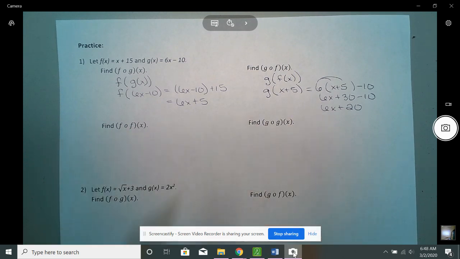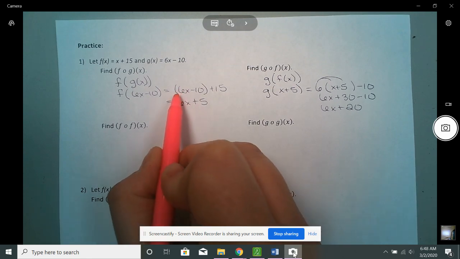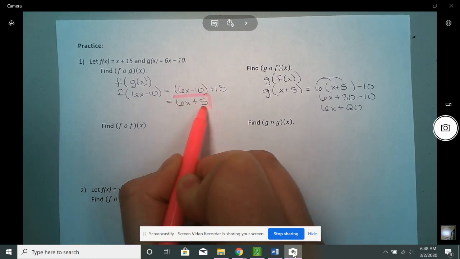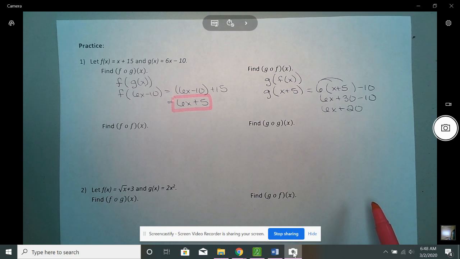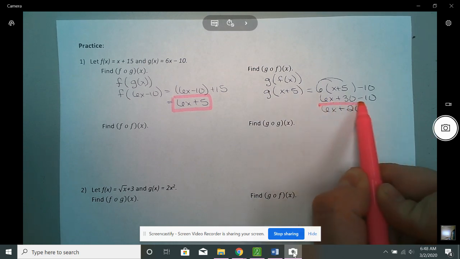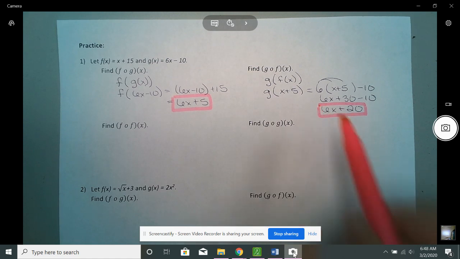Compare these two. You don't get the same result. F of g of x puts the g function into the f position. G of f of x puts the f function into the g.